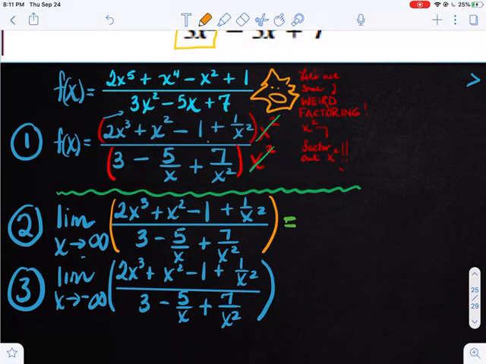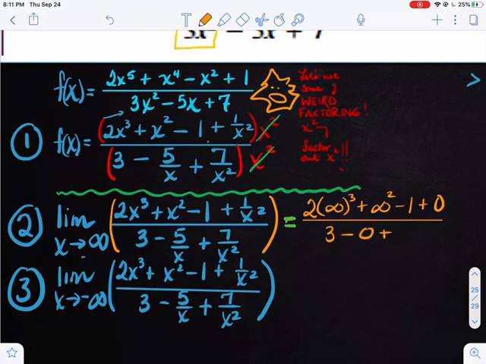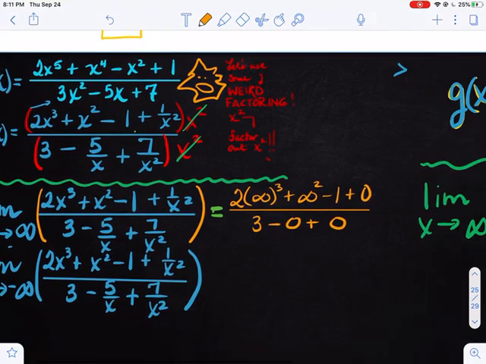So in the numerator, I'm going to have a 2 times infinity cubed plus infinity squared. Now that's still positive infinity, minus 1, well, that's not going to do much, plus 0, because when I plug in infinity to 1 over x squared, that becomes 0. And then in the denominator, I get 3 minus 0 plus 0, because when I plug in infinity in both those fractions, I just get 0.